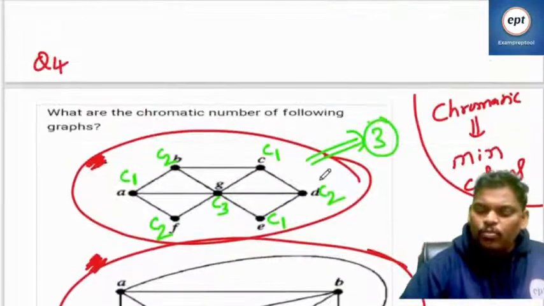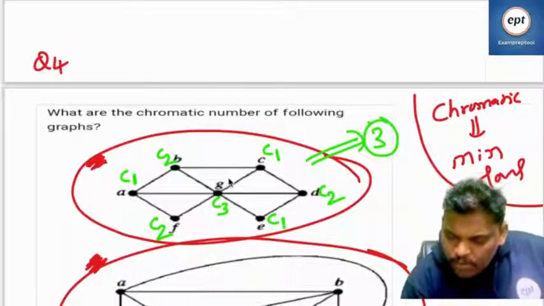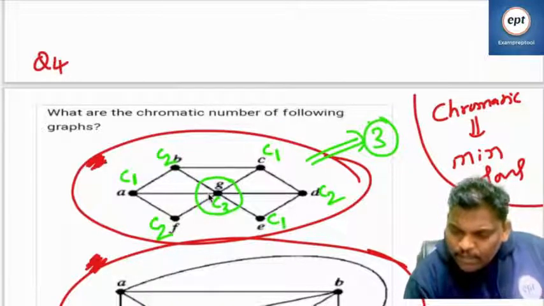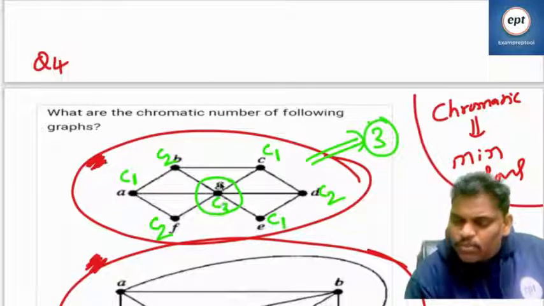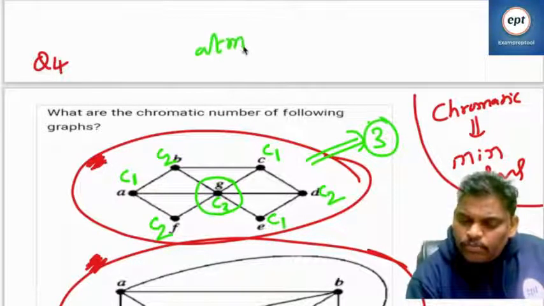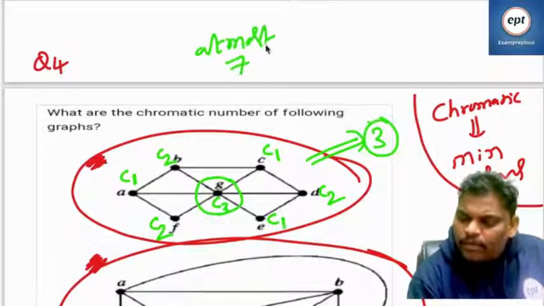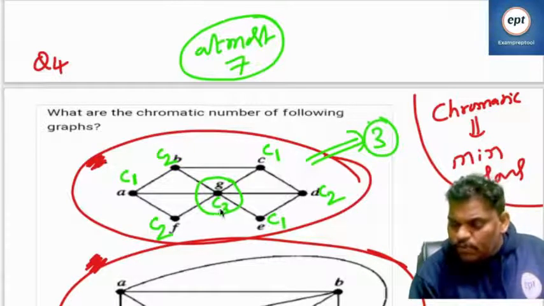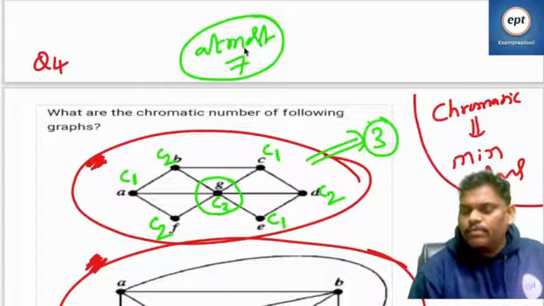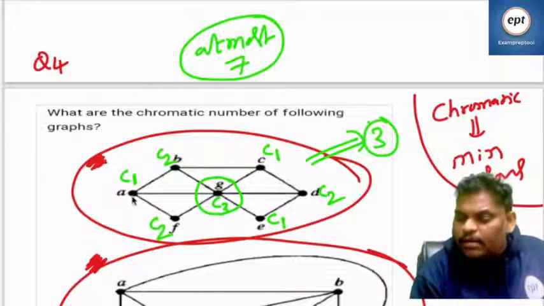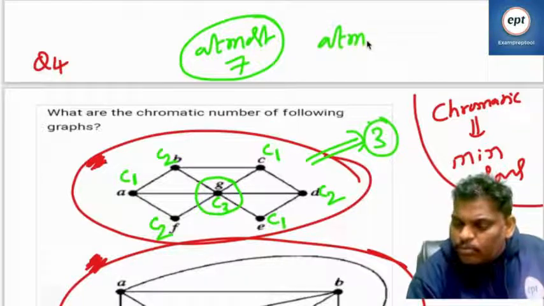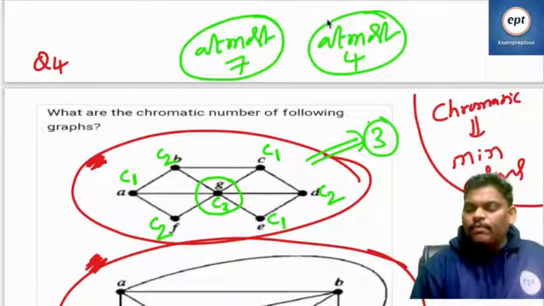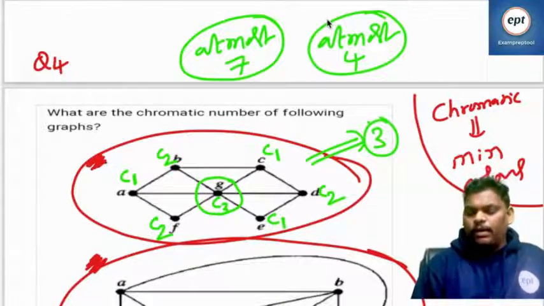So by seeing this problem I can say, I am just giving boundaries. What is the maximum degree? 6. If maximum degree is 6, chromatic number is at most 7. And one more thing is, it is a planar graph, so at most 4. Next one.